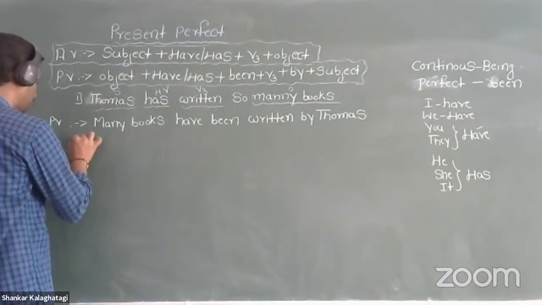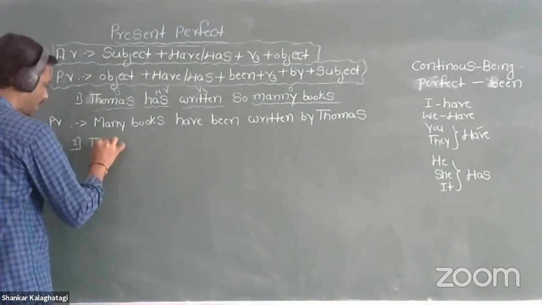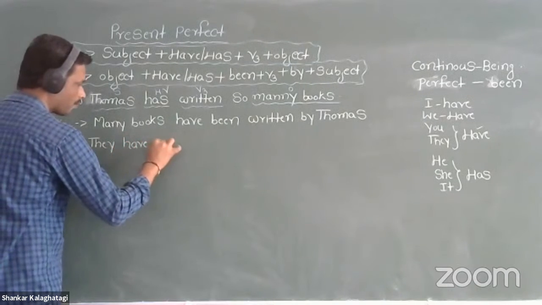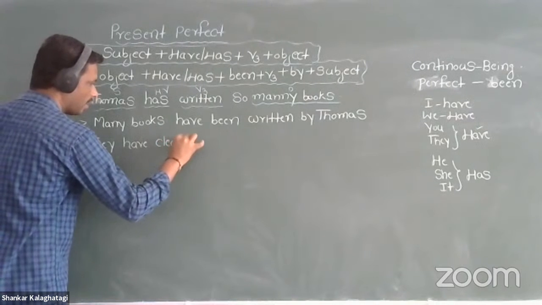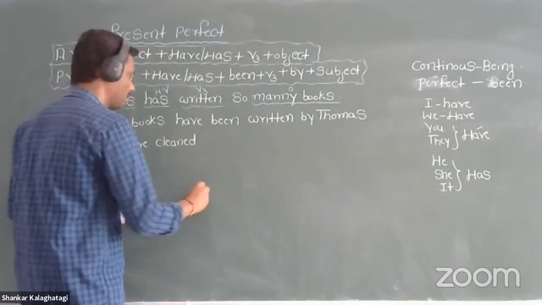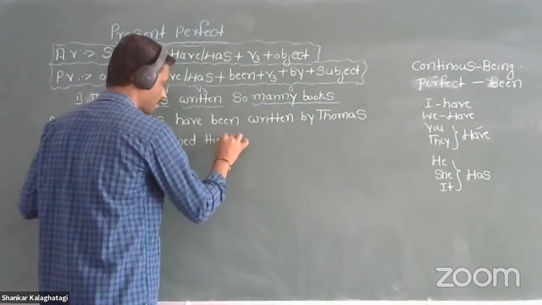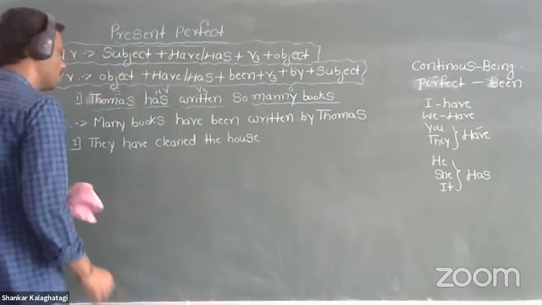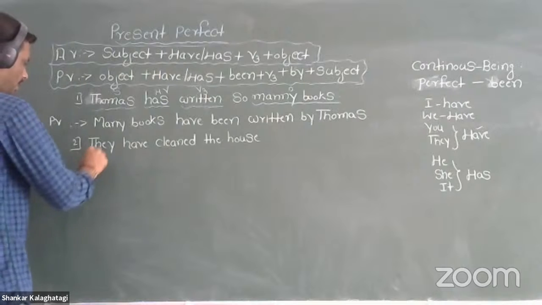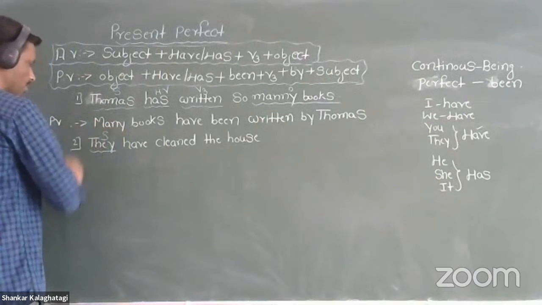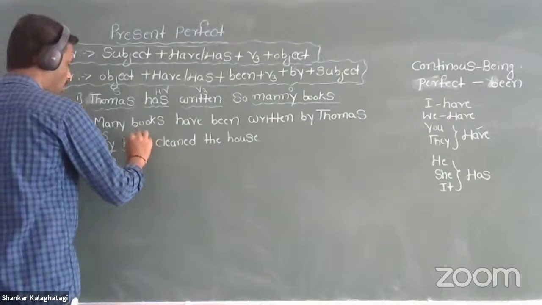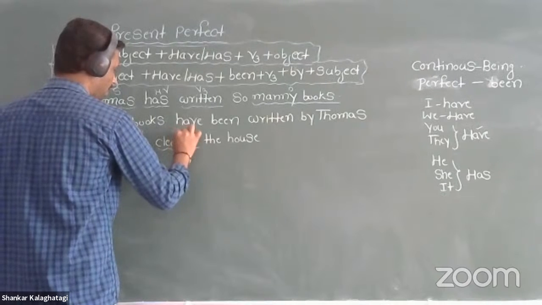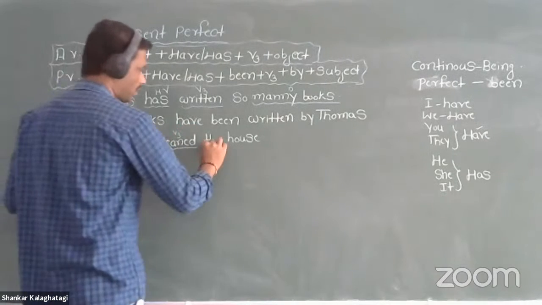Next: They have cleaned the house. Okay. Now, who is doing the action here? They. So "they" is our subject. The helping verb is "have" because it is a plural form. Now, "cleaned" is in the form of V3. That is the main verb.